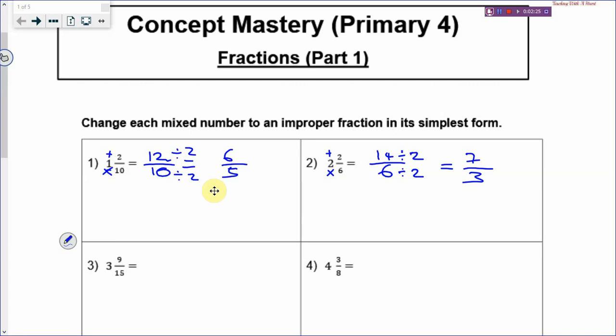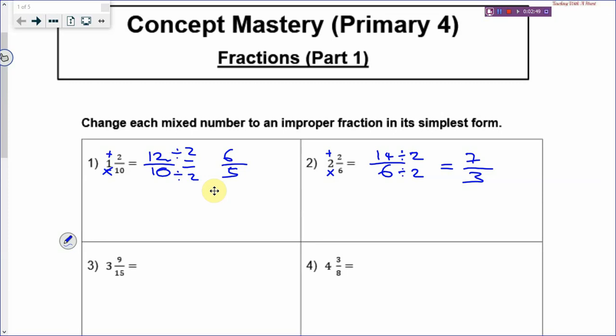Cannot. Alright, now there are a few ways to test, or a few ways to reduce to the simplest form. You can either divide both numbers by 2. If you can't divide by 2, then you divide by 3. And if you can't divide both numbers by 3, for example 7 over 3, can I divide 3 by 3? Yes, 3 divided by 3 is 1. But can 7 divide by 3? I can't. So that is a simplest form.